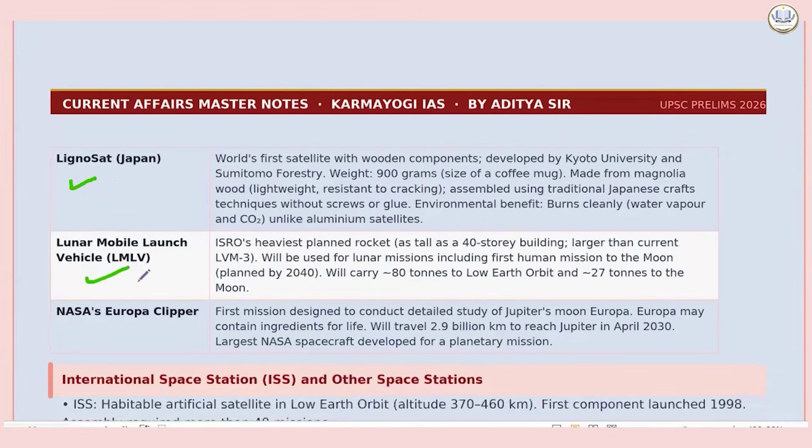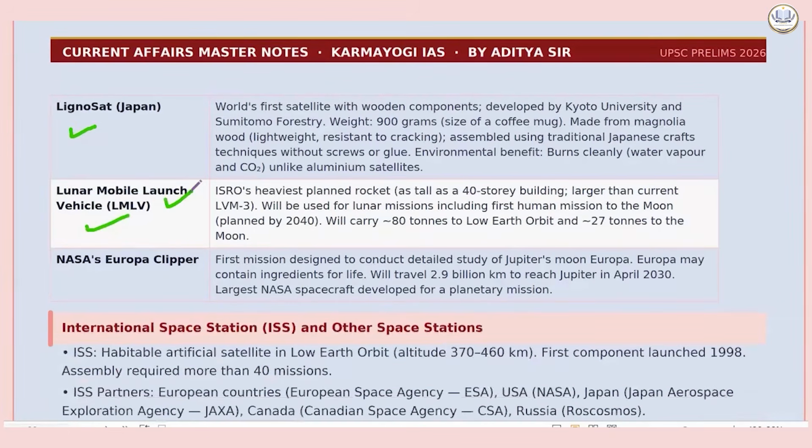Then we have Lunar Mobile Launch Vehicle. ISRO's heaviest planned rocket, as tall as a 40-story building, larger than the current LVM-3, will be used for lunar missions, including the first human mission to the moon planned by 2040. Will carry 80 tons to low Earth orbit and 27 tons to the moon.